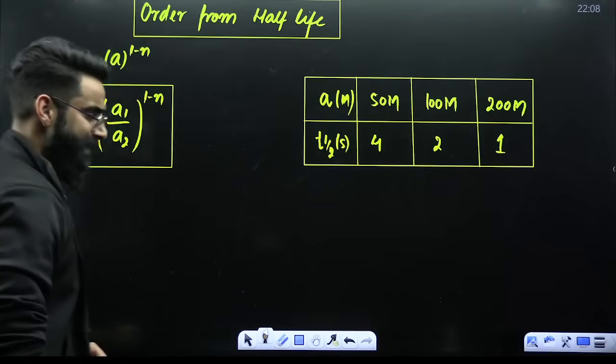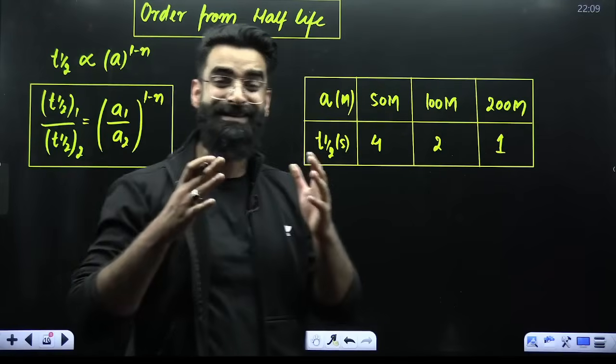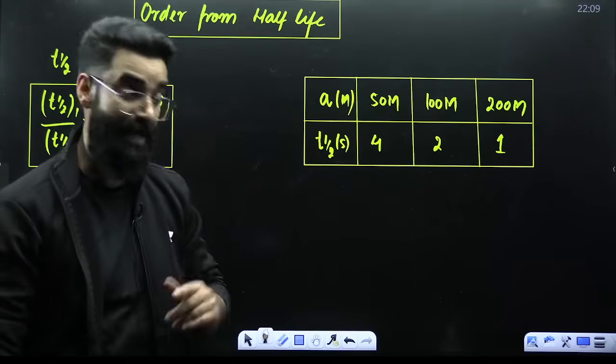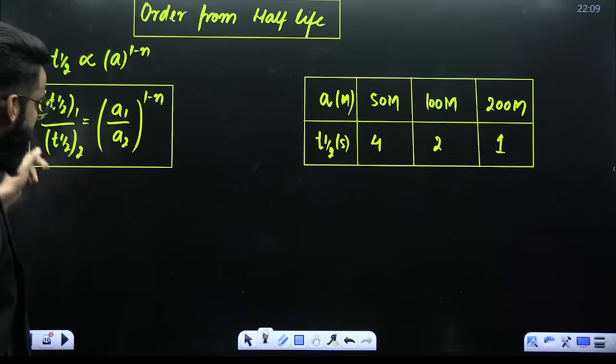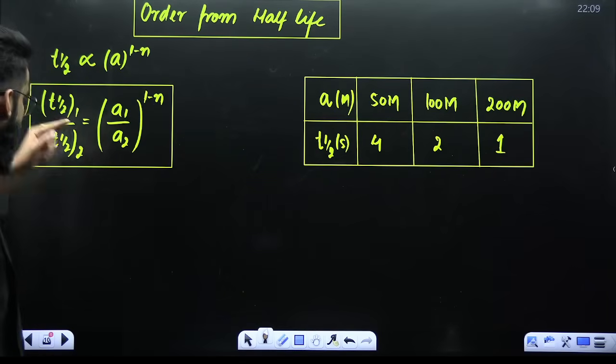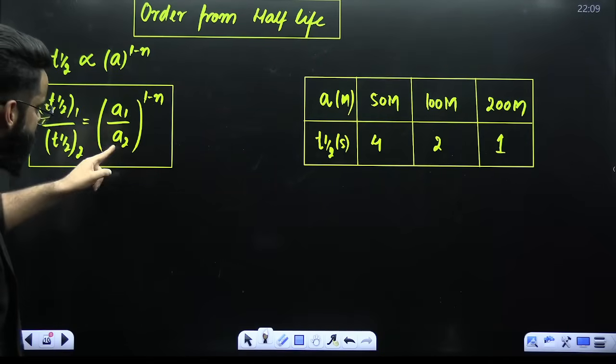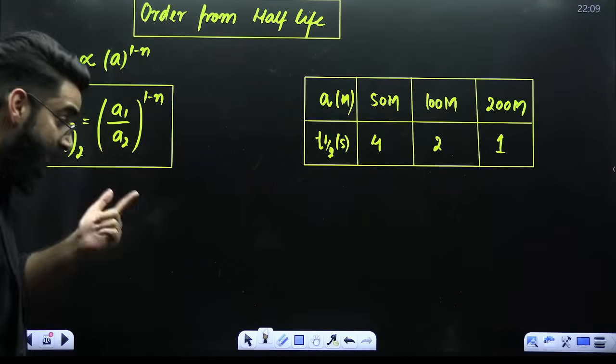Similarly, my dear students, there is one more frequently asked question. That is calculation of order from half-life. I want you guys to remember this particular result. Half-life 1 divided by half-life 2 is equal to initial concentration 1 by initial concentration 2, whole raised to the power 1 minus n. What does it mean exactly?